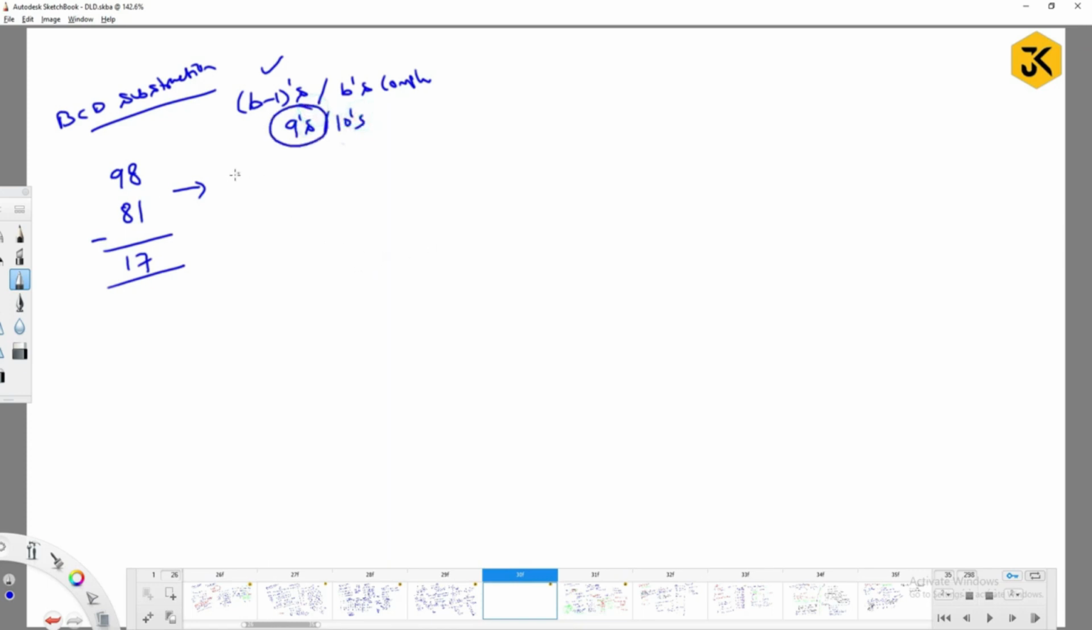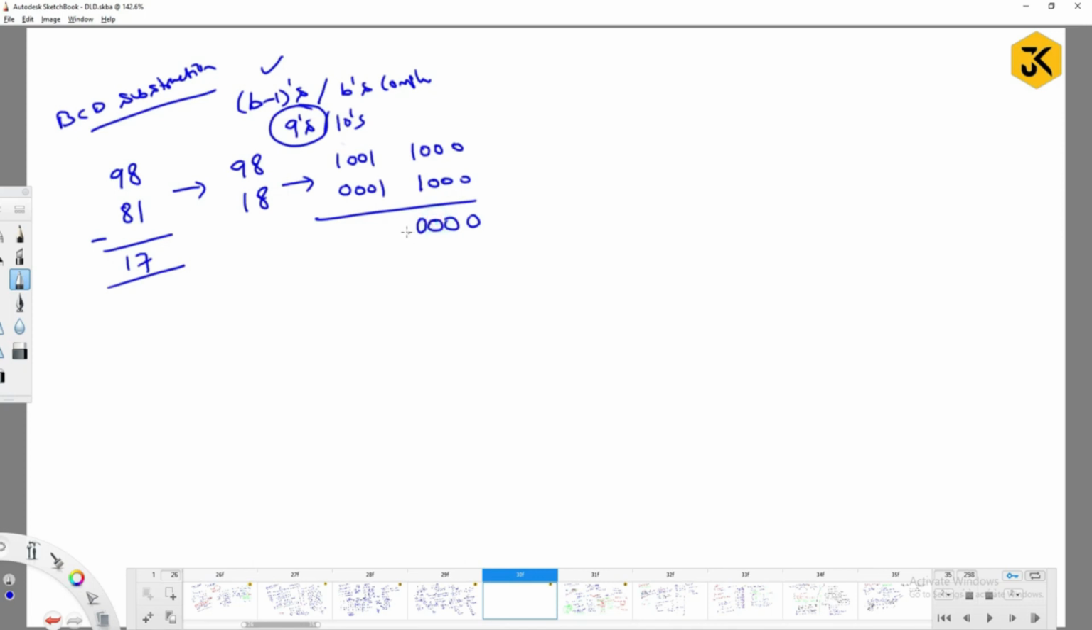When you are trying to do it with 9's complement of subtract, the first one is as usual, and the second one is, what is 9's complement of 81? That is 18. Try to represent it in BCD representation. So 9 is 1001, 8 is 1000, 1 is 0001, 8 is 1000. Try to perform addition over this one, and you are going to get 10.